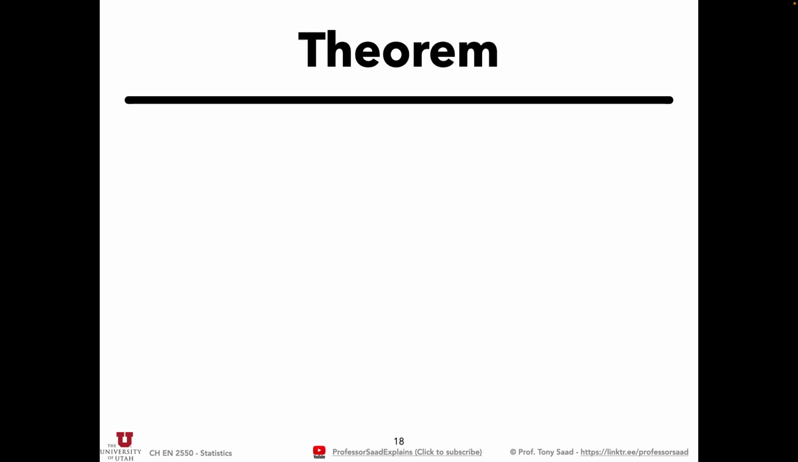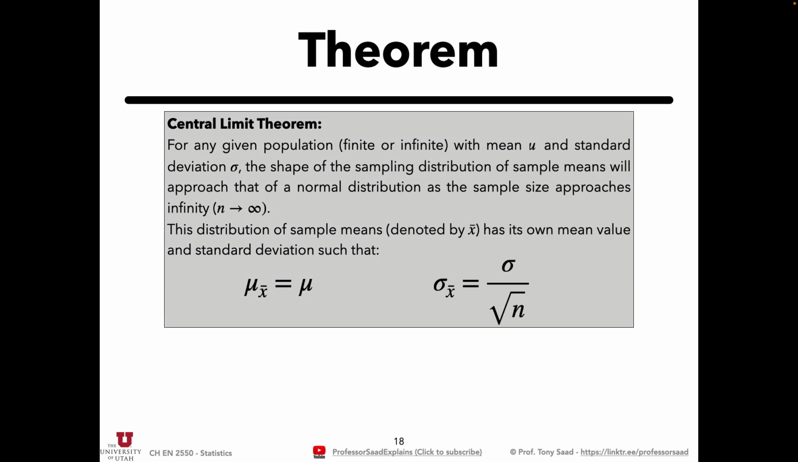Finally, we hit the central limit theorem, which says that for any given population, finite or infinite, where you know the mean and the standard deviation sigma, the shape of the sampling distribution of sample means, the probability distribution of sample means, will approach that of a normal distribution as the sample size approaches infinity. The distribution of sample means is a normal distribution, and we denote that by x bar.